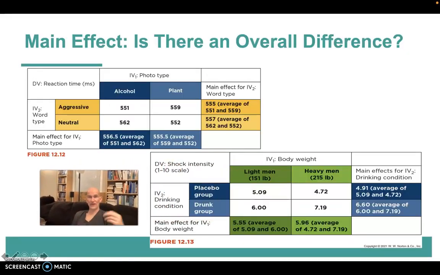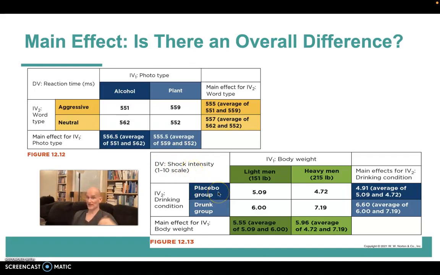The other example we talked about was a study of the effects of alcohol on aggression in light and heavy men. Remember? So we had 2 factors here, body weight, light versus heavy, and amount of alcohol, a drunk group versus a placebo group. So once again, we had 4 cells. Remember, light men who were not drunk, light men who were drunk, heavy men who were not drunk, and heavy men who were drunk. And the dependent variable was the shock intensity, if you remember.